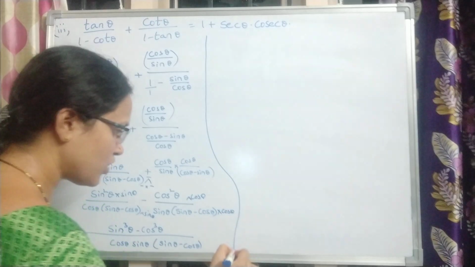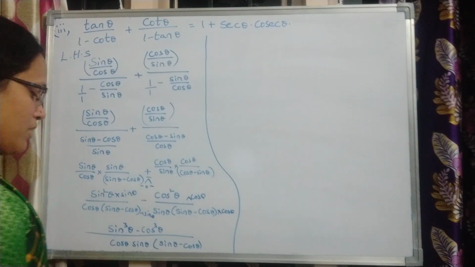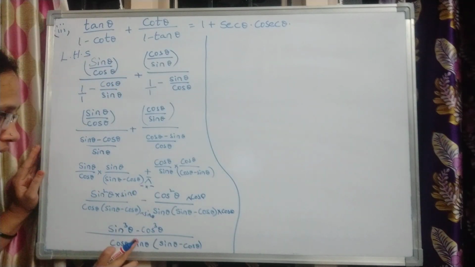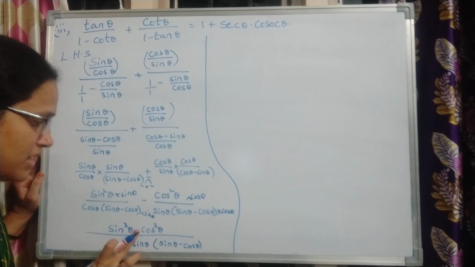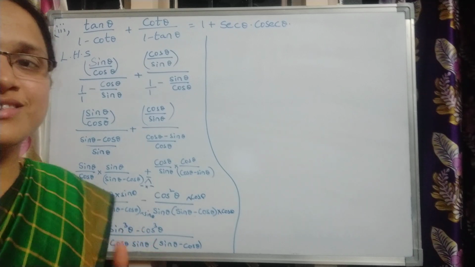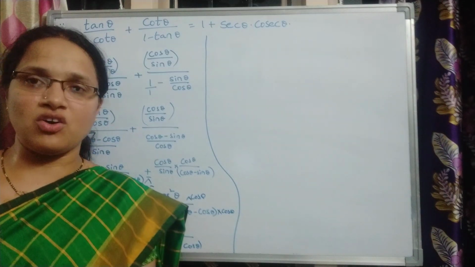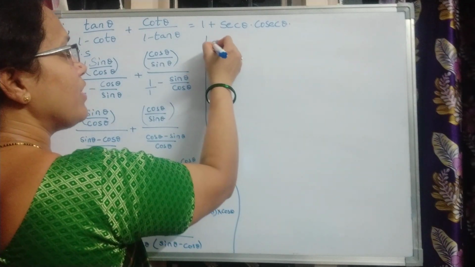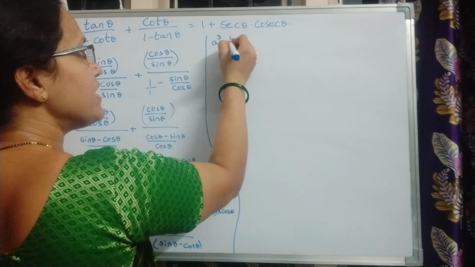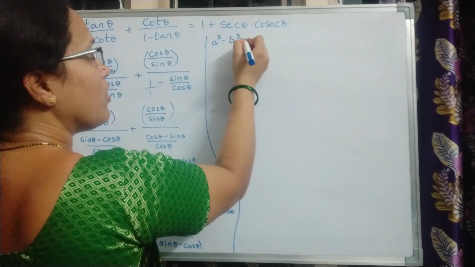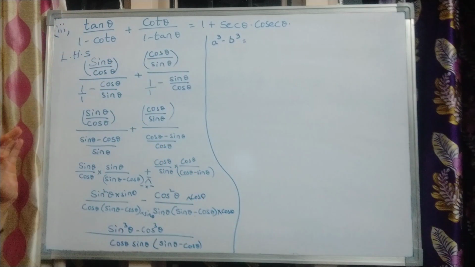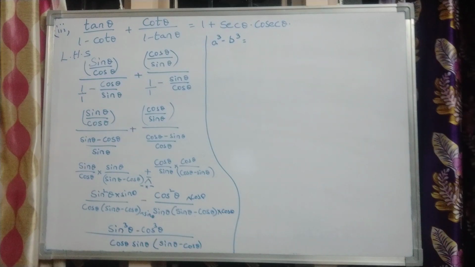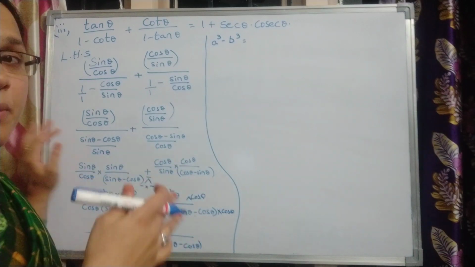So let us continue the question on the other half of the board. So sine cube theta minus cos cube theta. What is sine cube theta minus cos cube theta called? Here we have a cube minus b cube. A cube minus b cube.